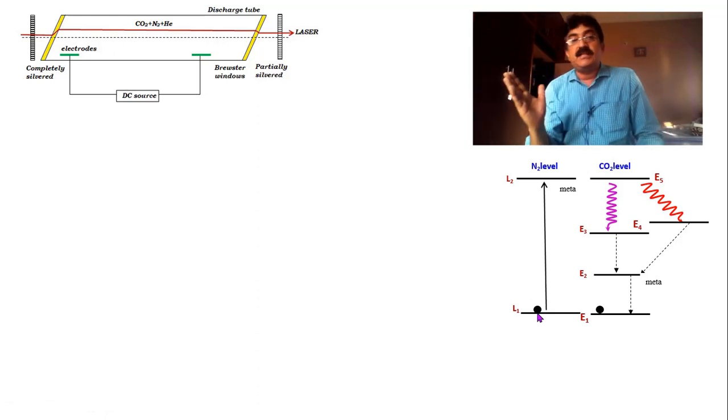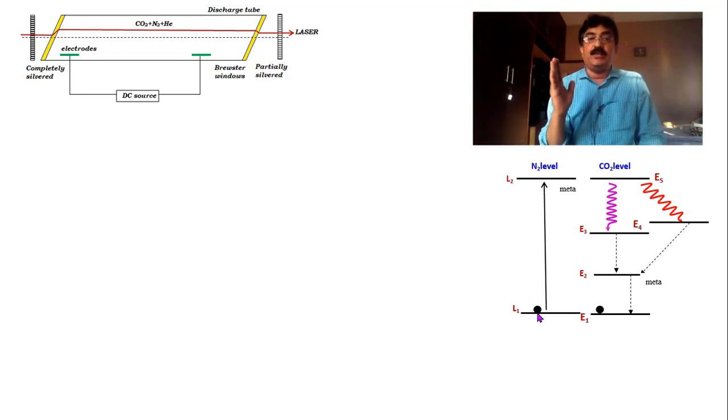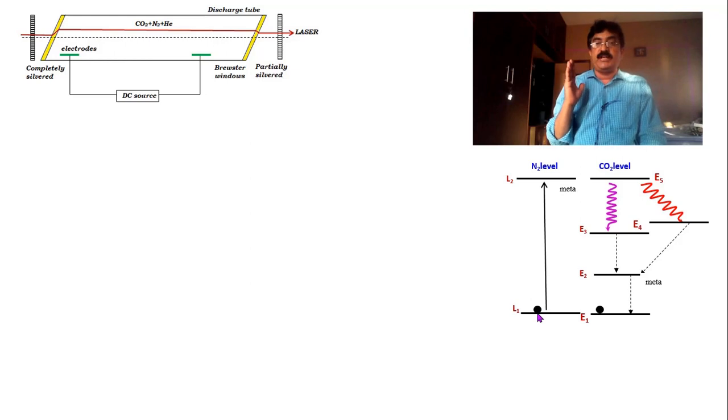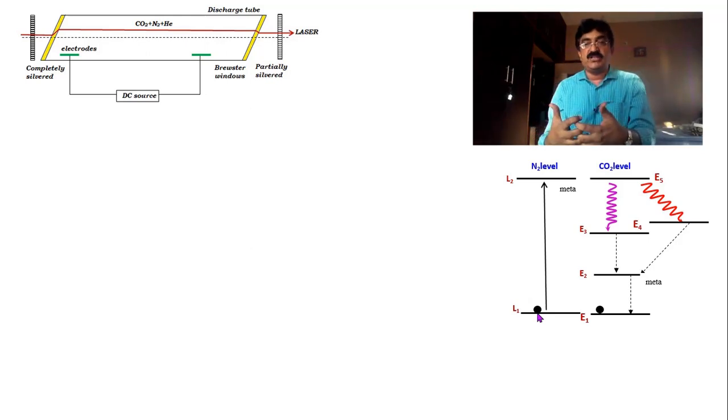Now there is another collision. Nitrogen is colliding with carbon dioxide. This is the second collision. This is called second kind collision. Nitrogen, after accumulating in the upper level, collides and interacts with carbon dioxide, they collide with each other. This is called second collision, second kind collision.